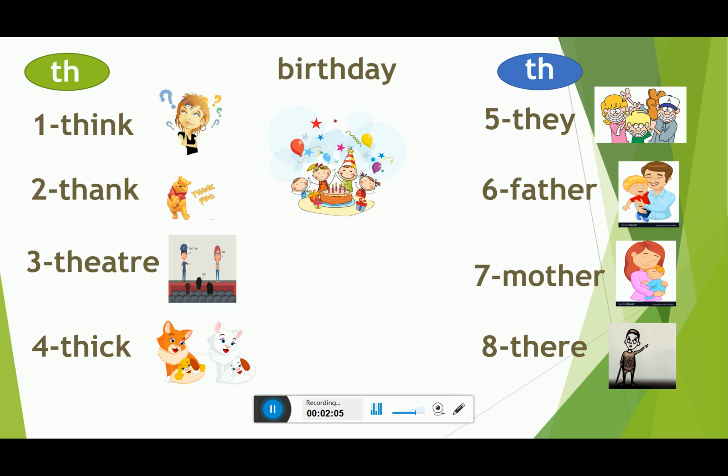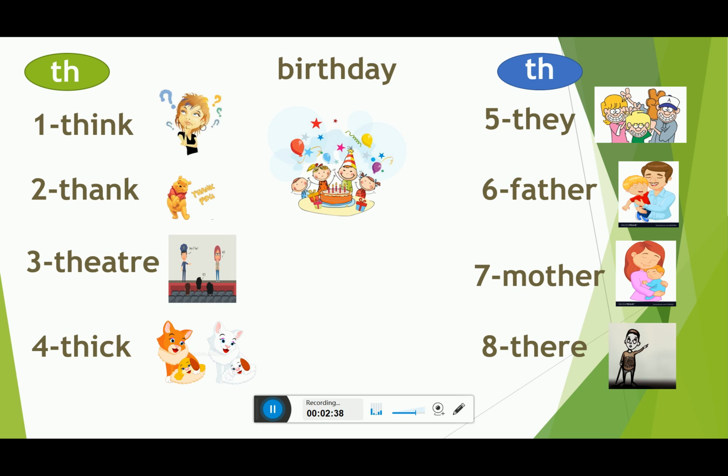Let's do it. Take 5 seconds to read the first five words with the sound. Good job! You did a good job reading the first five words with the th sound. Let's move on to the second column with the sound. So, I'm going to start.